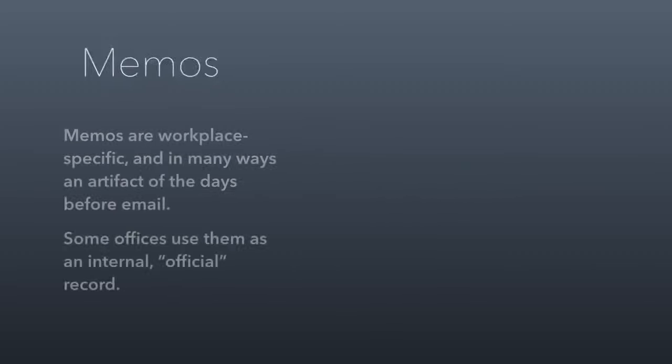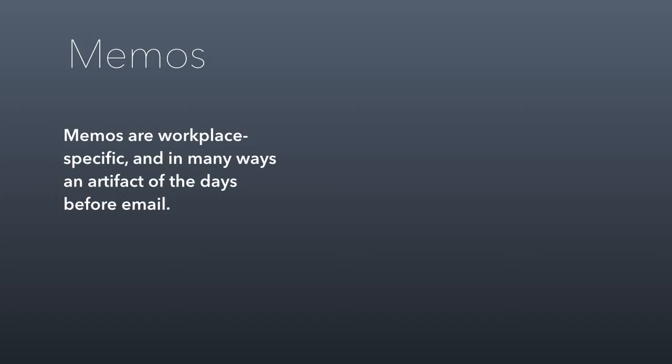So let's talk about memos next. Memos are a funny thing. They're really just an artifact of the days before email. We didn't have email before, so inter-office communication happened primarily via memo. But memos have a permanence that email doesn't have, and this is, I think, why most organizations have held on to memos.